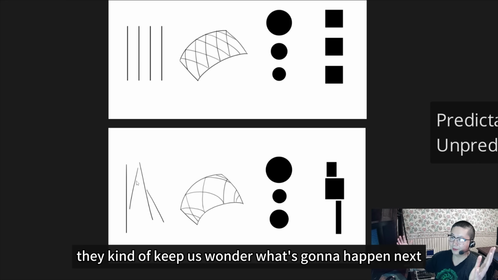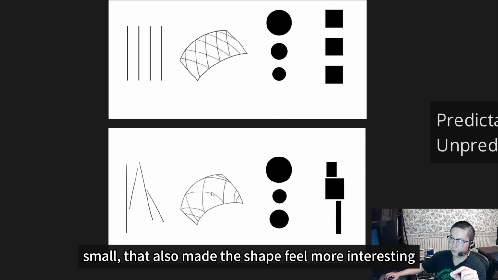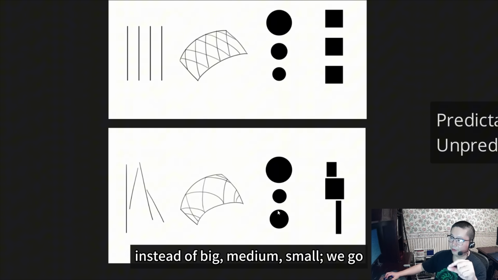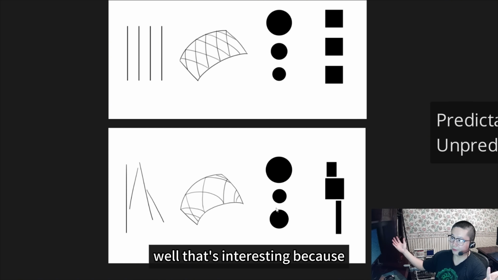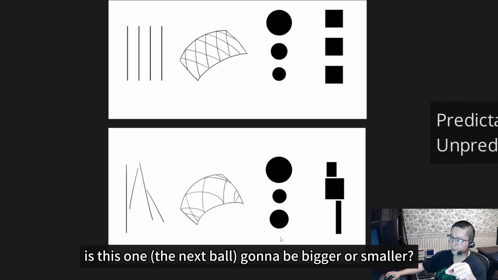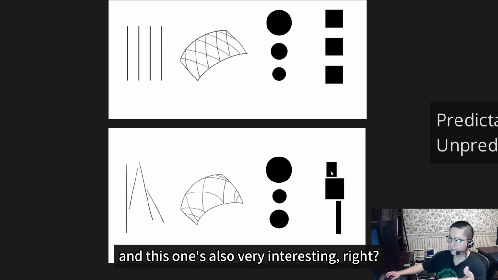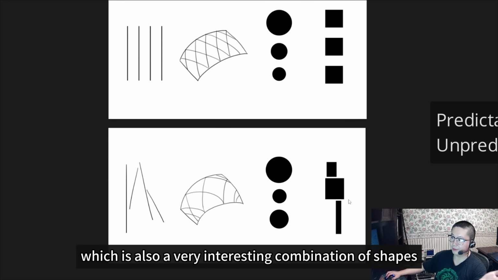They kind of keep us wondering what's going to happen next. And in this case, we have some very interesting arrangement of big, medium, small that also made the shape feel more interesting. Or in this case, instead of big, medium, small, we go big, small, and medium. Well, that's interesting because what's going to be the next? Is this one going to be bigger or smaller? We don't know. And this one's also very interesting, right? It goes from small to regular size to skinny, which is also a very interesting combination of shapes.